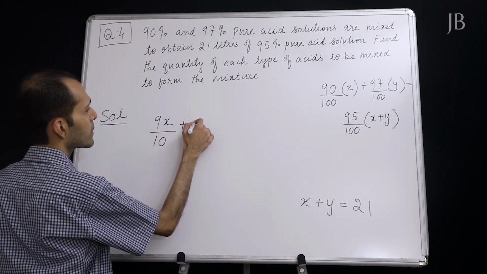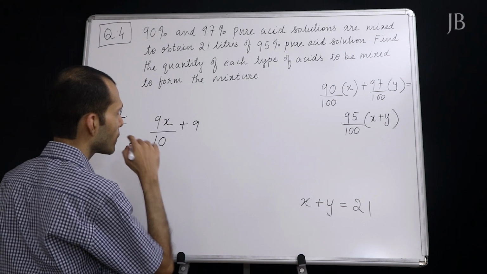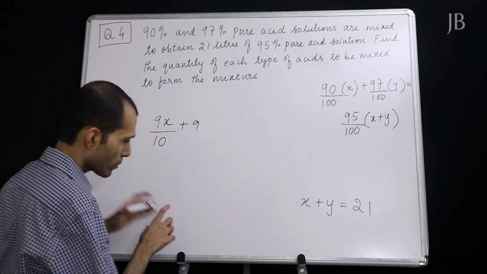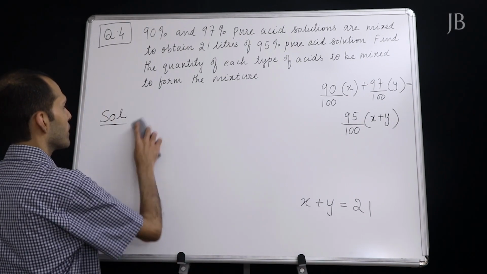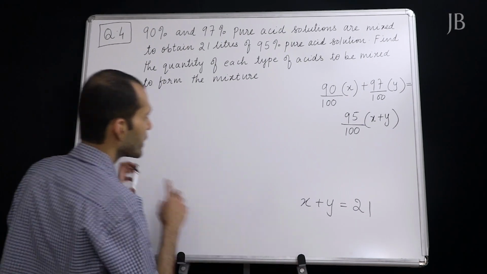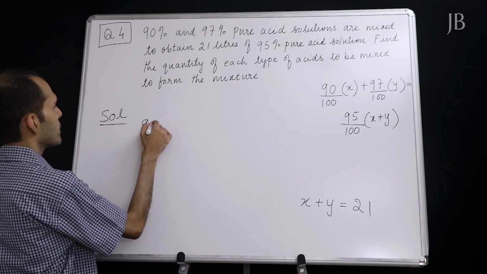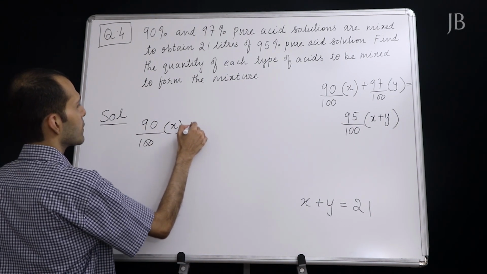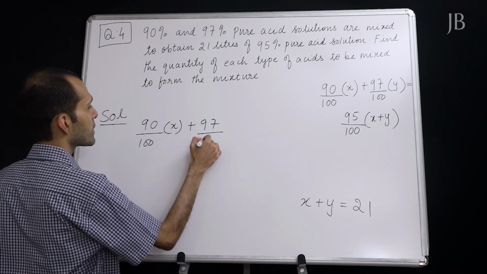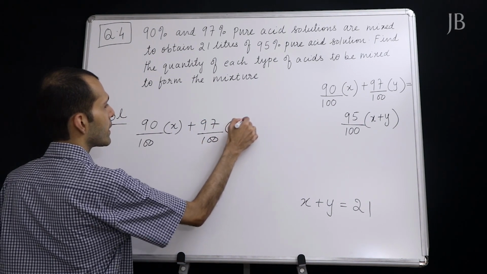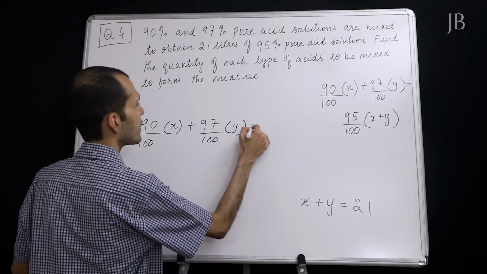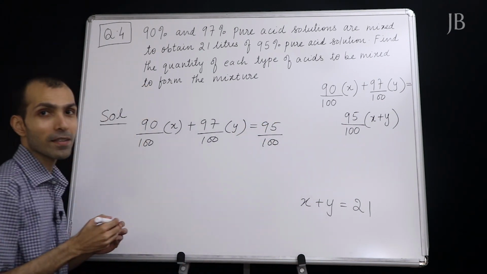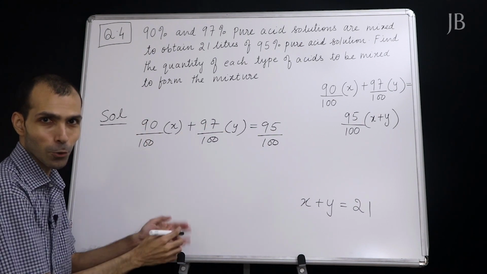Then the denominator here becomes 100 and all, so let's keep it like that only. We will see later on how we deal with it. So this would be 90% of x plus 97% of y, and the strength has to be 95% of x plus y. x plus y is the total.